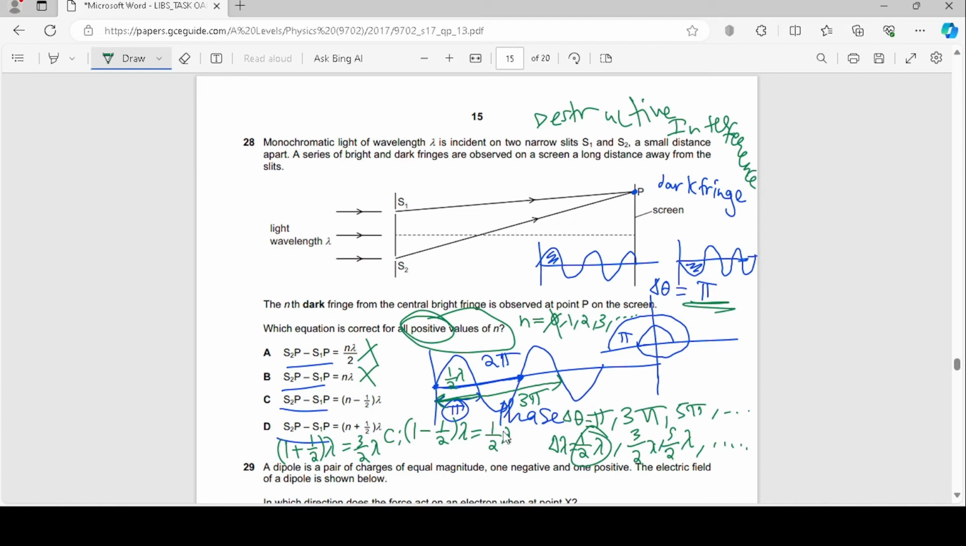But that means that D must be wrong because it's starting from 3 by 2 lambda with n equals 1. D is actually the equation if you had started from 0. So 0 plus half lambda would make sense for the destructive interference path difference. But because you're starting from 1, because it says for all positive values of n, n minus half lambda must be the equation that you use for the path difference, and so C is going to be the answer.